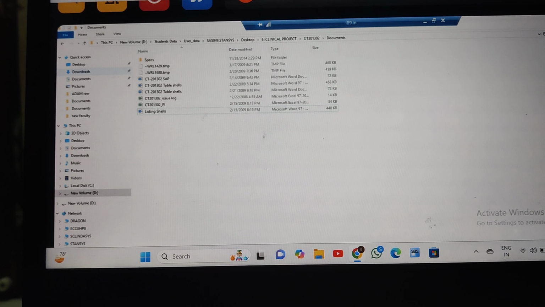Yes, the tables and listings will be in the same format as you just showed, right? Will that be in Word only? Yeah, Word only, but sometimes the sponsor requires a PDF, and then we can convert to PDF also.